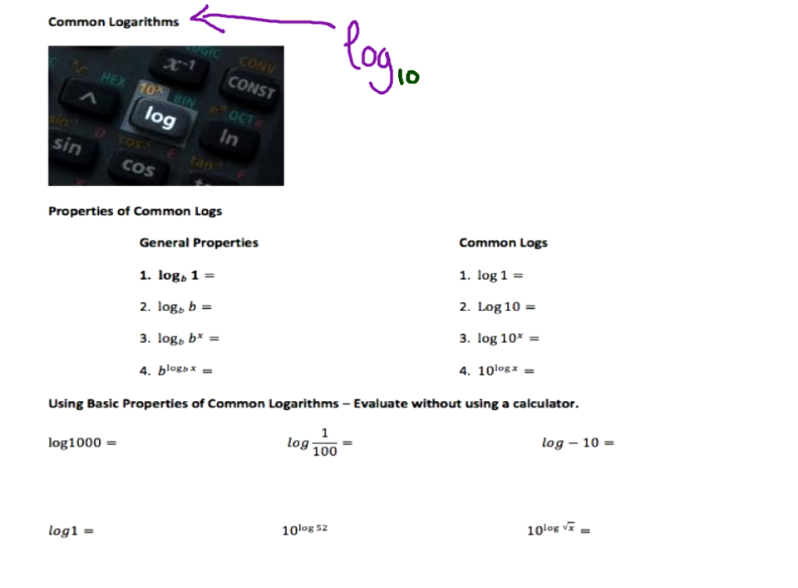So if I have something like log of 100, that is asking the question, what can I raise 10 to make 100? Because 10 is understood to be there. I'll write that in green. The 10 is understood to be there. So 10 raised to the what power is 100? The answer there is 2. So the log of 100 is 2.